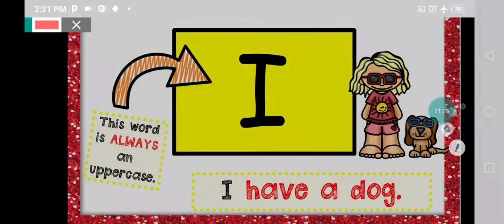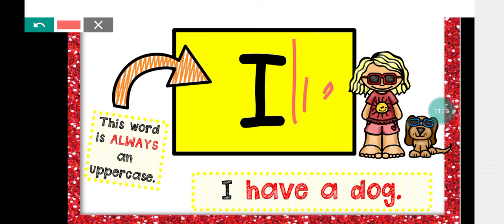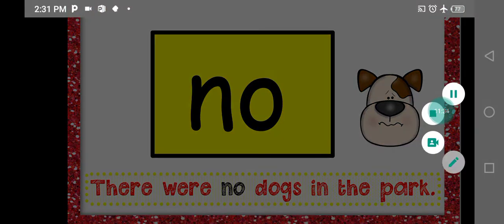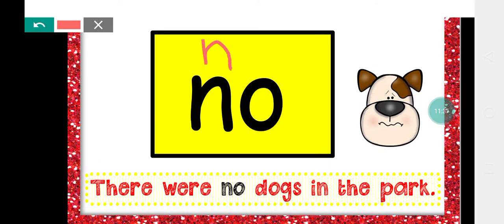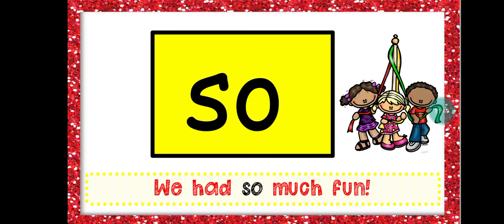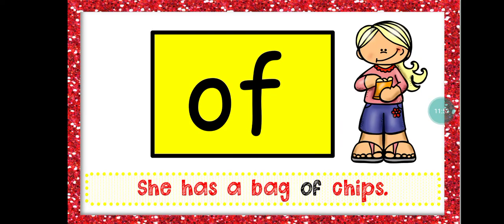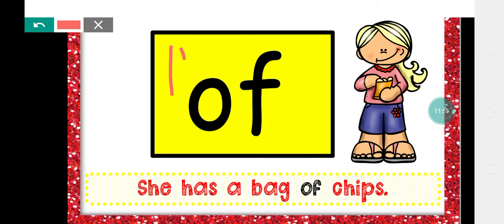The next one is tricky word I. I is segmented this way. Okay? The next one is tricky word no. Oh no. It's segmented this way. Oh. Oh no. Okay. This is tricky word O. We had so much fun. This is tricky word of. It is segmented as O and V. Of. She has a bag of chips.